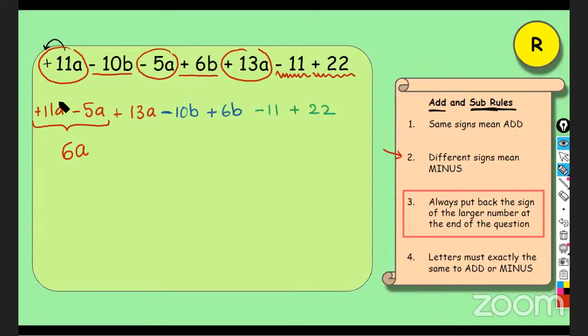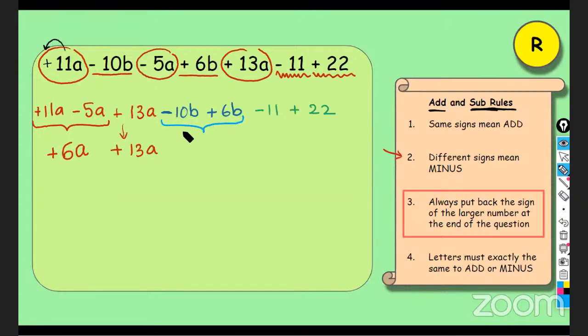I know we have an A here and an A here. But when you're adding and subtracting, you only put back the letter once. And according to rule number 3, the one with the box, you always put back the sign of the larger value. Who is larger? 11. 11 is larger than 5. And what sign is he carrying? A positive. You bring down the positive 13A here now. We'll deal with him shortly.